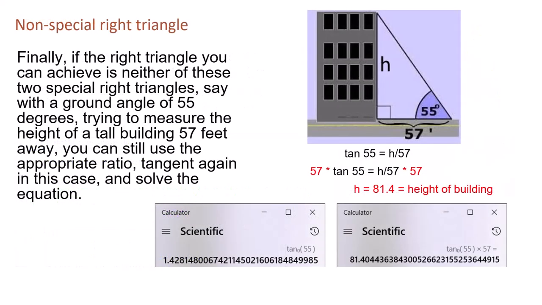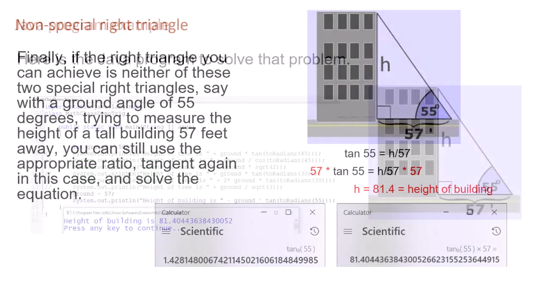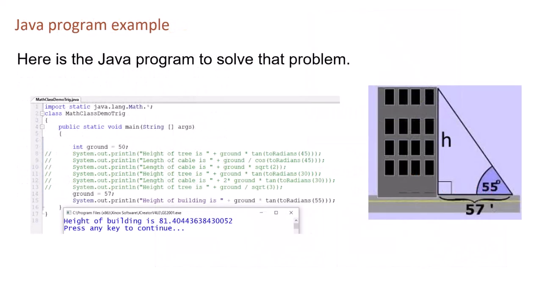Finally, if the right triangle you can achieve is neither of these two special right triangles, say with a ground angle of 55 degrees trying to measure the height of a tall building 57 feet away, you can still use the appropriate ratio, tangent again in this case, and solve the equation. Tangent of 55 is equal to height divided by 57. Solve by multiplying both sides by 57. Height is equal to 81.4. Here is the Java program to solve that problem.